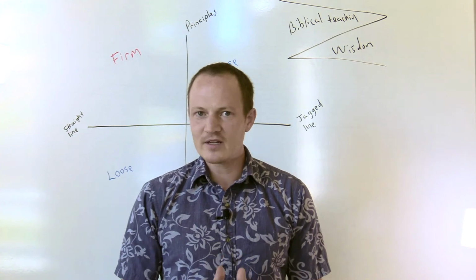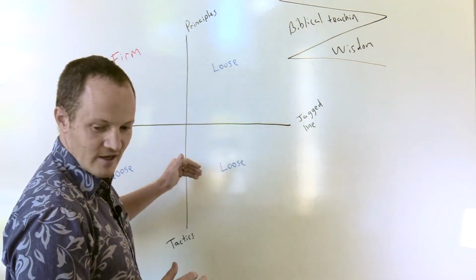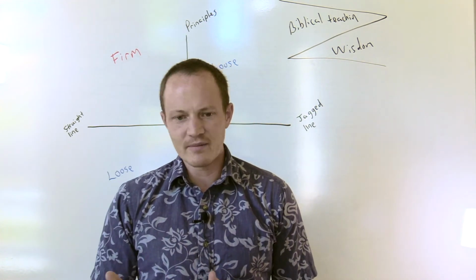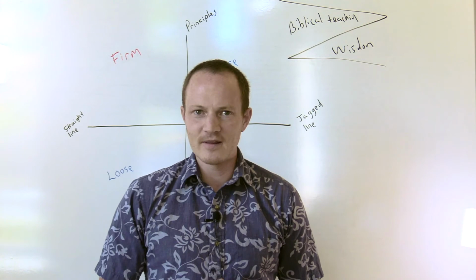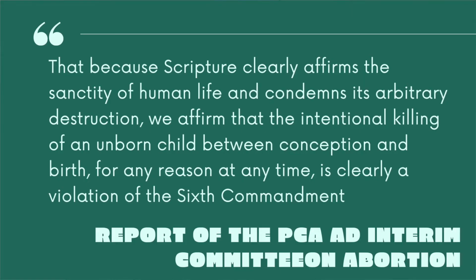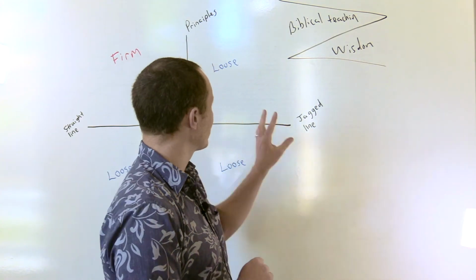So the next step that you want to take is differentiate between the principles and the tactics. I think abortion is a good example here. Our denomination published a study report in the late 70s on abortion, and they stated that because Scripture clearly affirms the sanctity of human life and condemns its arbitrary destruction, we affirm that the intentional killing of an unborn child between conception and birth for any reason at any time is clearly a violation of the sixth commandment. So that is the principle of the matter.